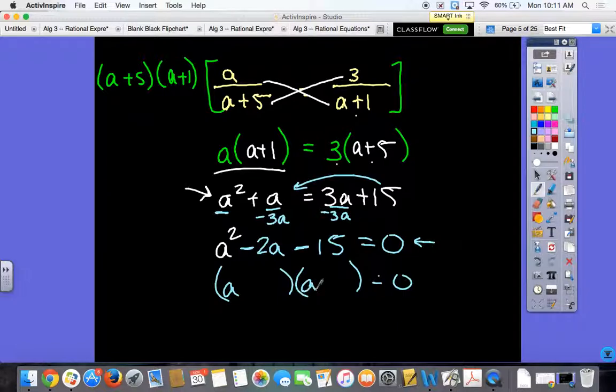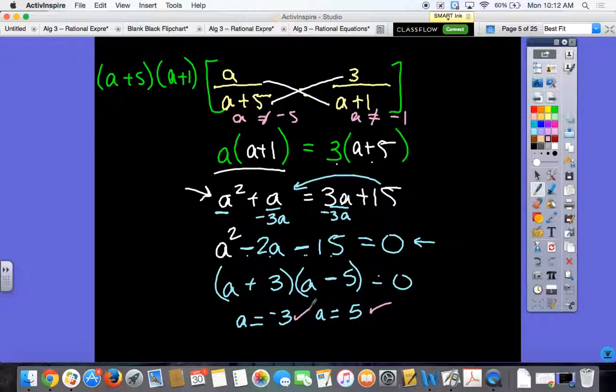We need two a's. What two numbers multiply to 15 and subtract to 2? That would be 3 and 5. Signs are different, and the big one is negative. All right, basically you end up changing your signs. So a is equal to a negative 3, and a is equal to a positive 5. Are they okay? Because we didn't talk about restricted values. Remember, it's basically the opposite sign. So a can't be a negative 5, and a can't be a negative 1. So both of our answers are perfectly legit. Okay, hope this helps.